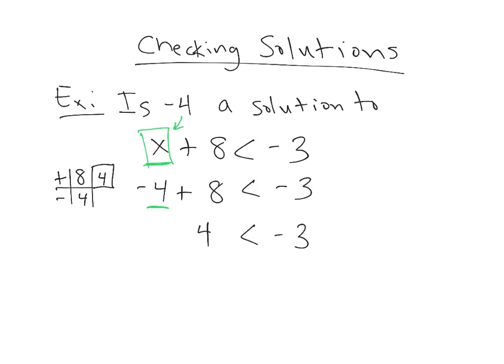We want to know whether that's a true statement that 4 is less than -3. Of course, 4 is not less than -3, right? Because the numbers that would be less than -3 would be numbers like -4, -5, -6, and so on. So we would say that it is not a solution. And that's different than no solution, because there are solutions. We could have found a number for x that worked, like -100, or a big negative would have worked. But this particular x, -4, is not a solution.